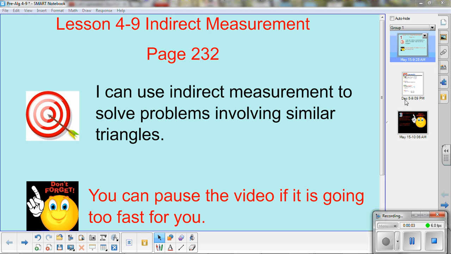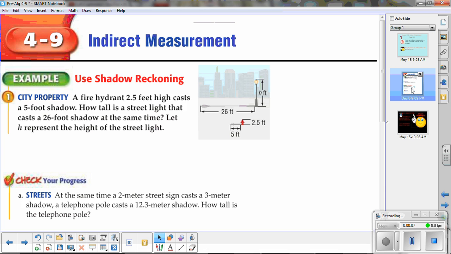In Lesson 4.9, you'll be using indirect measurement to solve problems involving similar triangles. One of those indirect measurements is called shadow reckoning. If you go out and measure two shadows at the same time of day, you'll be able to use that information to help you find the height of something that is maybe too tall for you to measure or maybe not very safe for you to measure. Like I wouldn't really want to put a ladder up against the flagpole to see how tall it is.